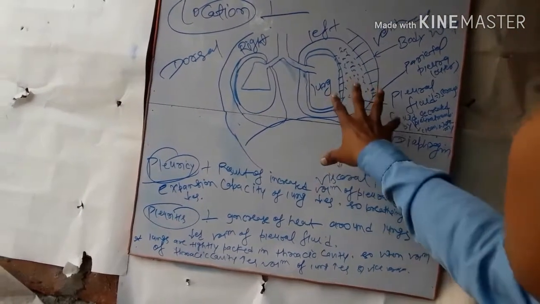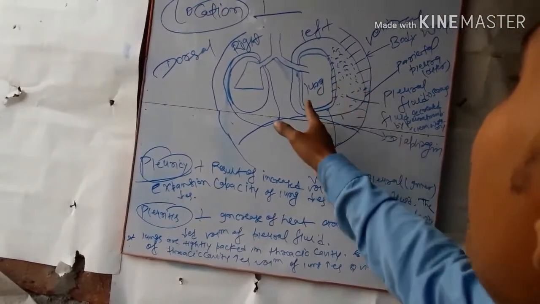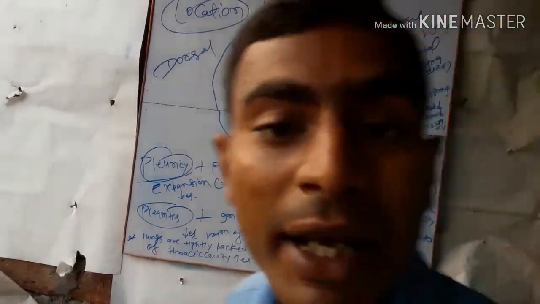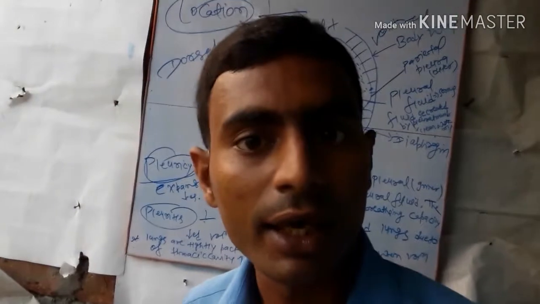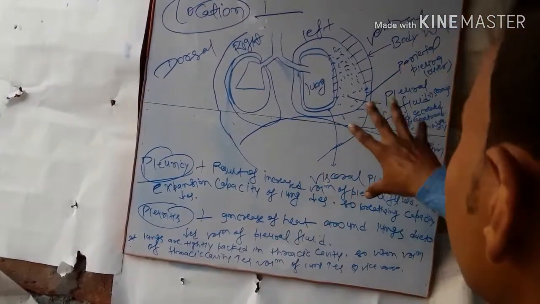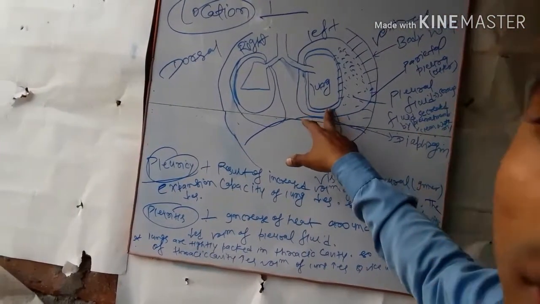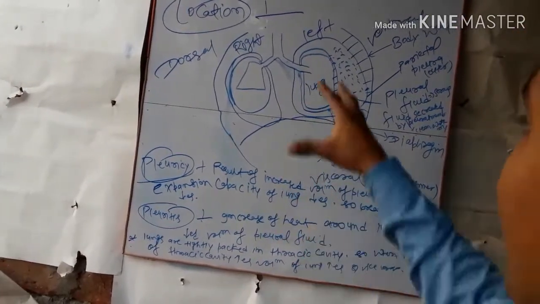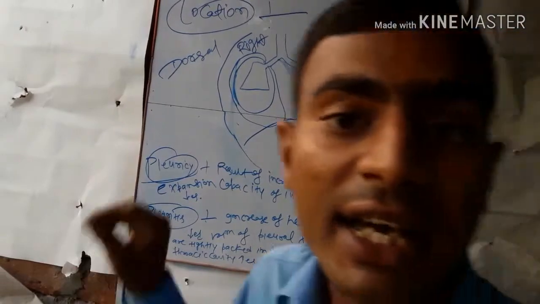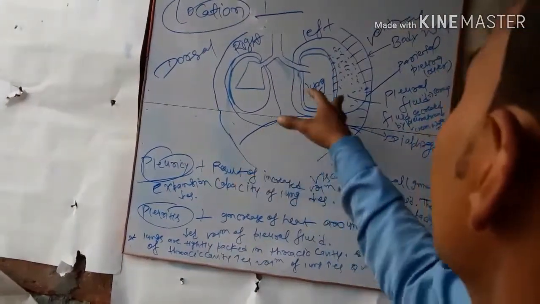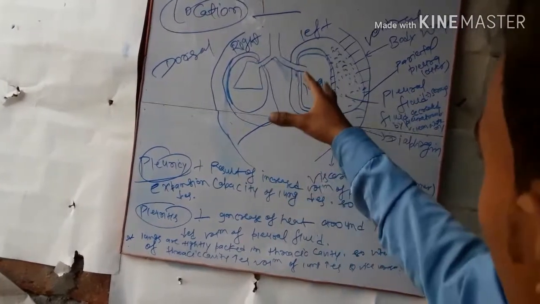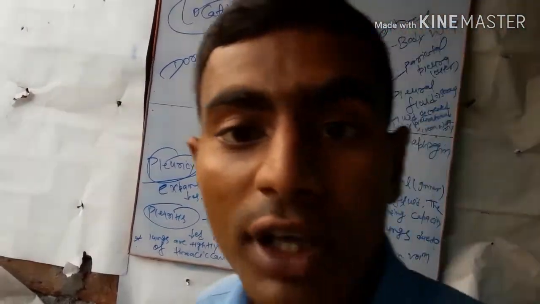Between the parietal pleura and visceral pleura, fluid is present. That is serous fluid secreted by the pleural membrane, and that fluid is clean and watery.